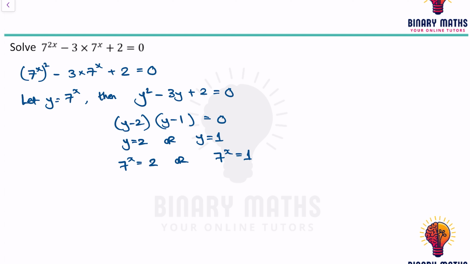The second one is easy because 7 to the power of what is equal to 1. We know x must be equal to 0. So that's the solution for that one. And this one, because it's not an exact answer, we need to use logs. So because we have 7 to the power of x is equal to 2, we take log base 7 on both sides. So log base 7 of 7 to the x is equal to log base 7 of 2, which means x is equal to log base 7 of 2. So there are two solutions, x equals 0 and x is equal to log base 7 of 2.